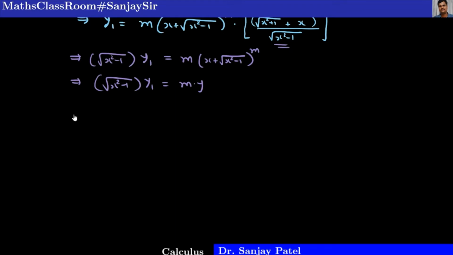Now to go further, let us square both the sides. So we will get (x square minus 1) into y1 square is equal to m square into y square. Now again differentiate this with respect to x on both the sides.